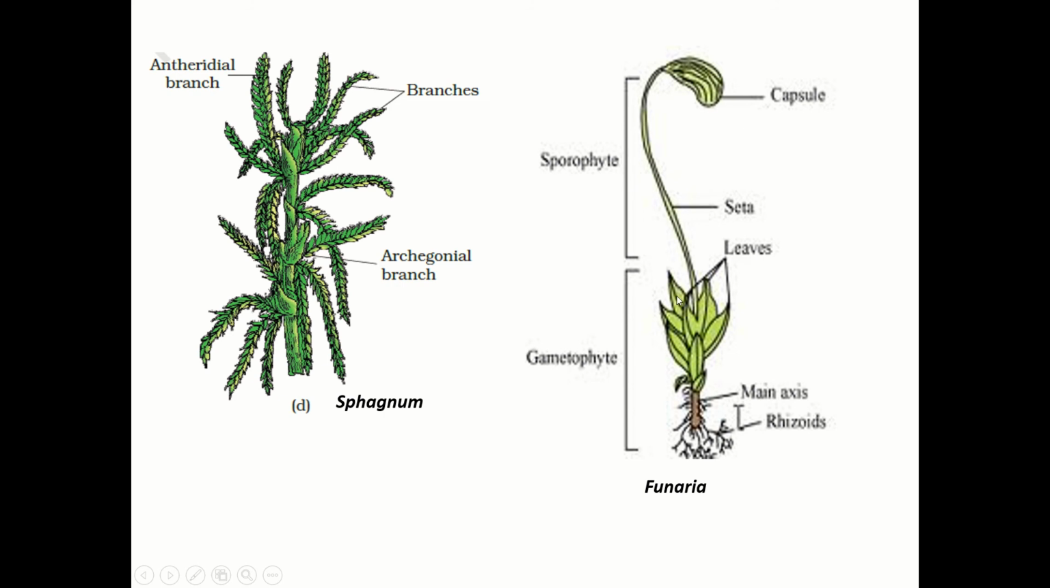So this Funaria has two parts, that is the gametophyte stage and the sporophytic stage. The gametophytic stage will have gametes, that is male and female gametes. The sporophyte is differentiated into three parts, that is foot, seta and capsule.